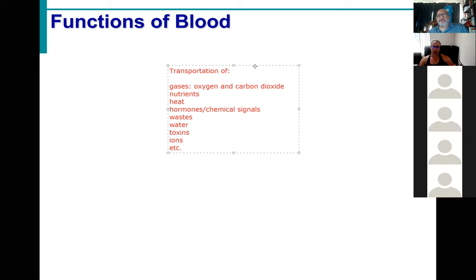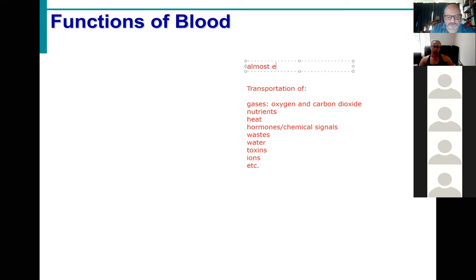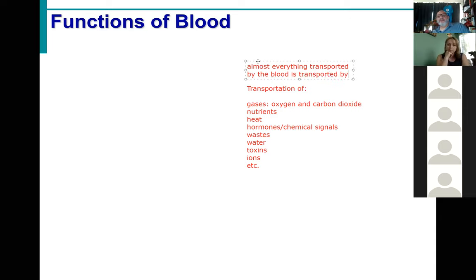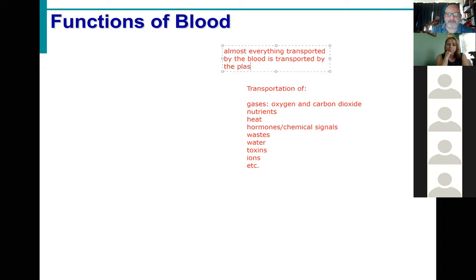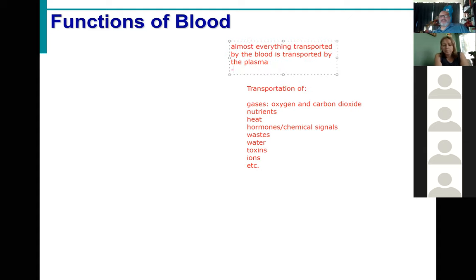Almost everything transported by the blood is transported by what? Plasma. Blood plasma. The plasma, excellent. The heat, the nutrients, the water, all those things are transported by the plasma. And instead, there's that pesky almost everything. What is the one big exception? There you go. Oxygen. Oxygen instead is transported by what? Erythrocytes. And for space, I'm just going to put RBCs here.